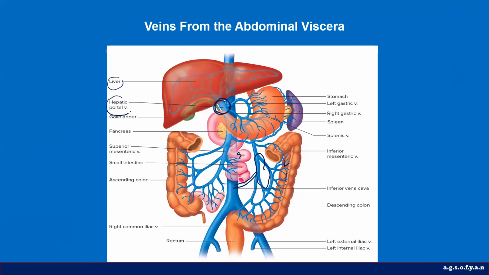So this is the hepatic portal vein. And then from this liver, the blood will be returning to the inferior vena cava.